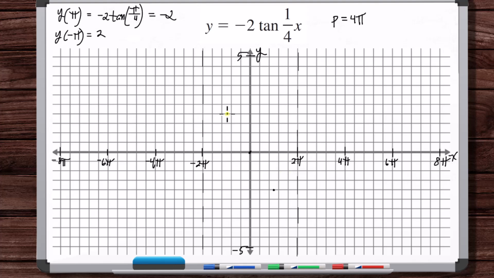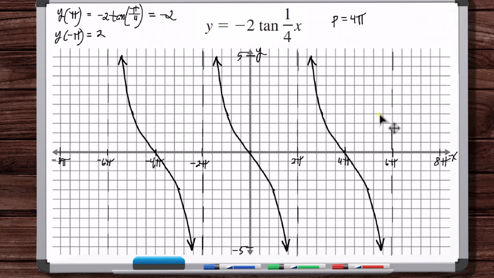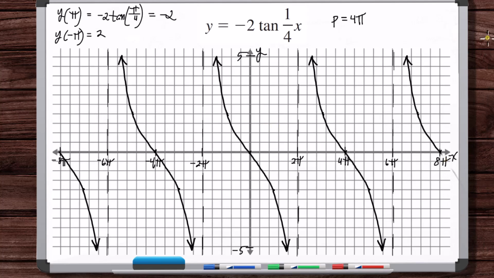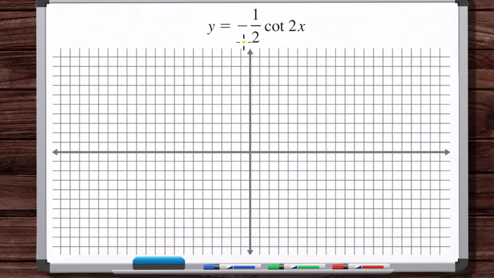Okay. All right. Okay, there we go. And that's the graph.